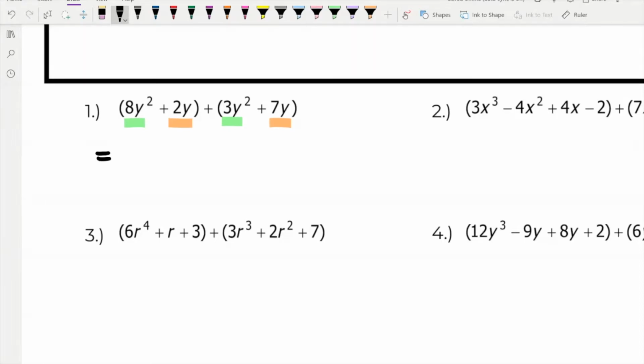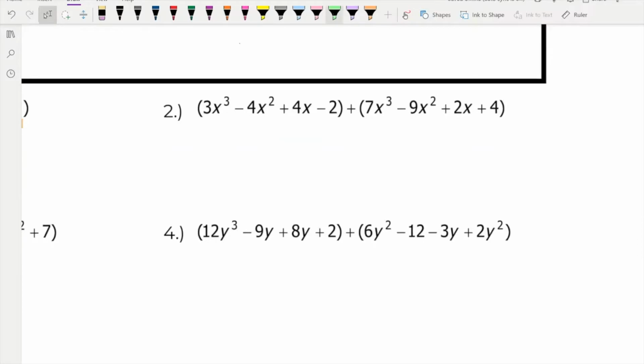So I have descending order. I'm going to do my y to the power of 2's first. I have 8 of them, and then I'm adding 3 more. So that gives us 11 y squared. I then have positive 2y plus 7 more y, so that gives us 9y. Those two terms that we have remaining are unlike terms because we have a different number of y's being multiplied in each one.